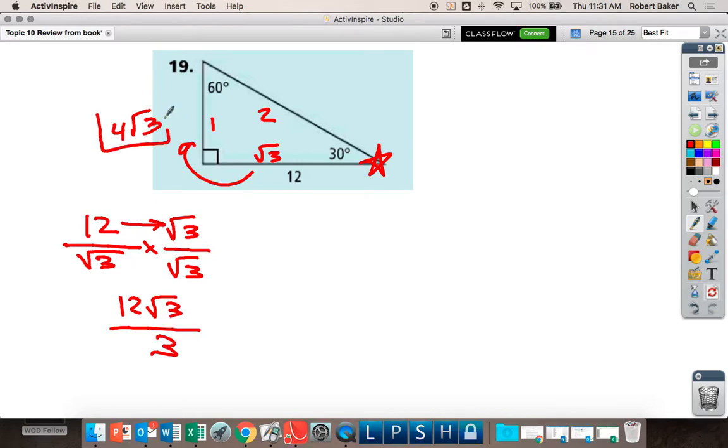And then you're halfway there. How do you get from the short leg to the hypotenuse? Times 2. So what's 4 times 2?